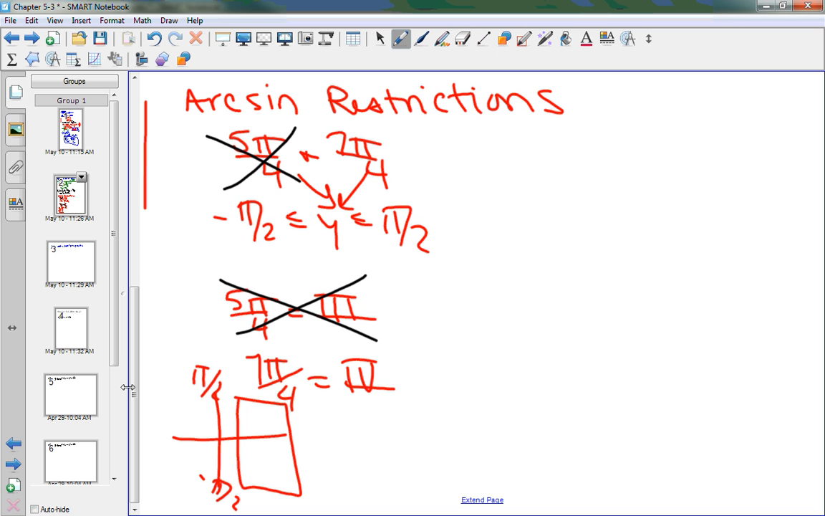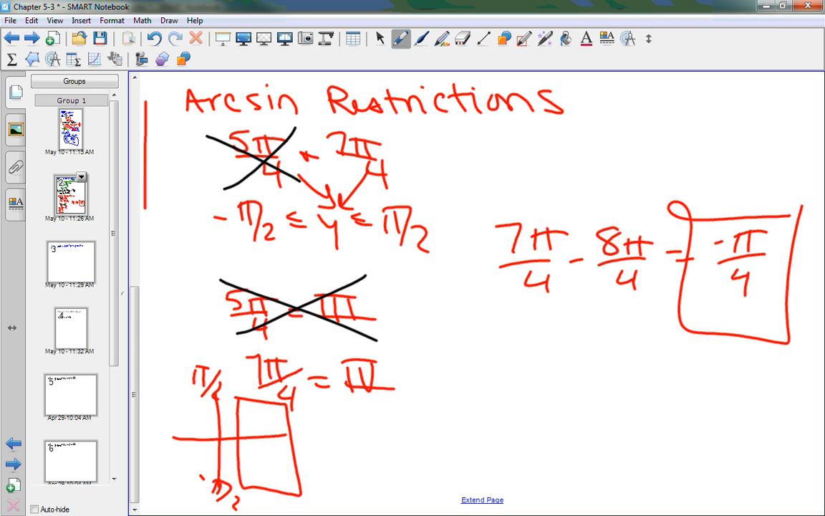Then 7 pi over 4, is it in quadrant 4? Yes, it is in quadrant 4, but does that make it a true statement? Is negative pi over 2 less than or equal to 7 pi over 4, which is less than or equal to pi over 2? Why do I need to find a coterminal? I need to be in that range. 7 pi over 4 is the right angle, but it doesn't make it a true statement in the range. So what would make that a true statement? It would be taking 7 pi over 4 and subtracting 8 pi over 4 to get negative pi over 4. This would be my answer.